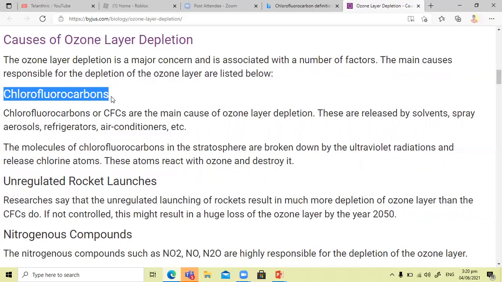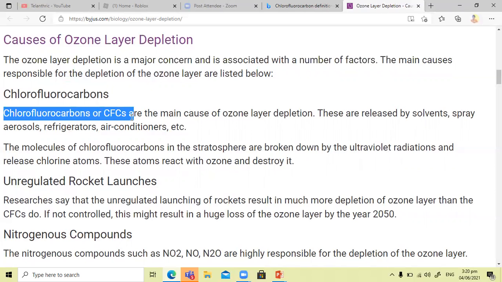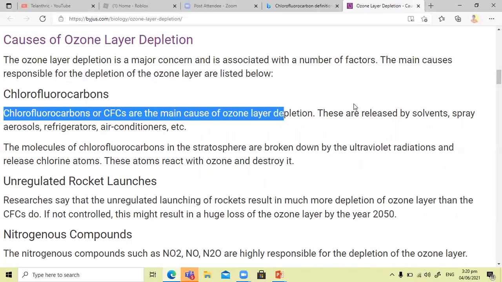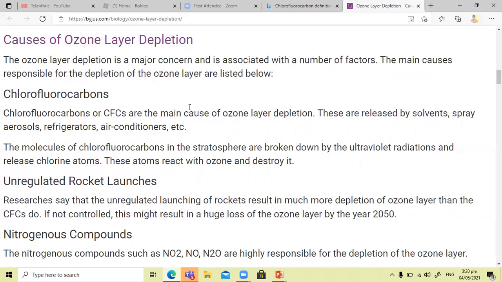Chlorofluorocarbons, or CFCs, are the main cause of ozone layer depletion. They are released by solvents, sprays, aerosols, refrigerators, air conditioners, and more.